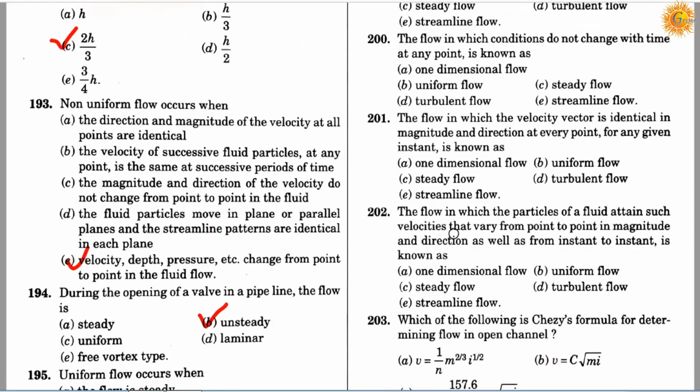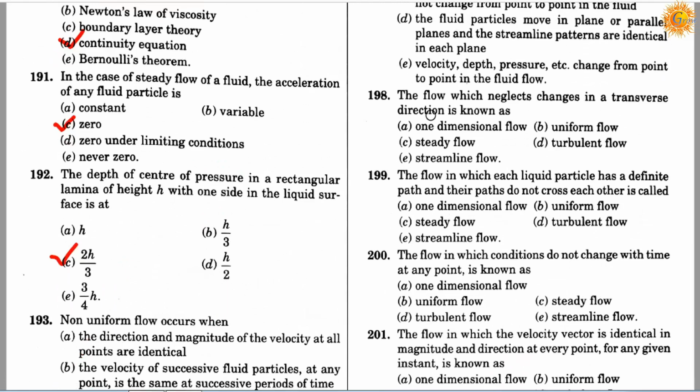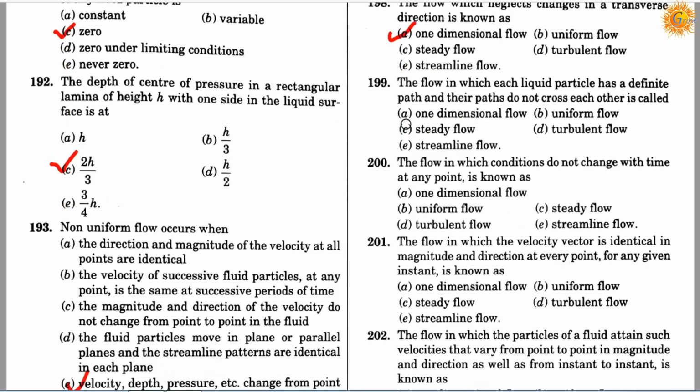Question number 198. The flow which neglects changes in a transverse direction is known as option A, one-dimensional flow, option B, uniform flow, option C, steady flow, option D, turbulent flow, option E, streamline flow. So correct answer is A, it's one-dimensional flow.